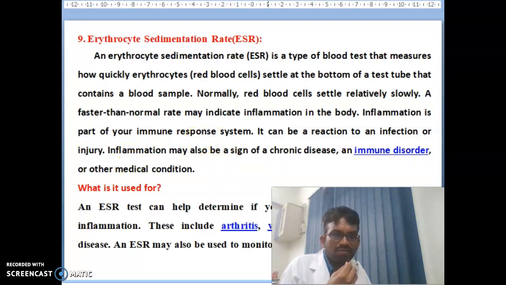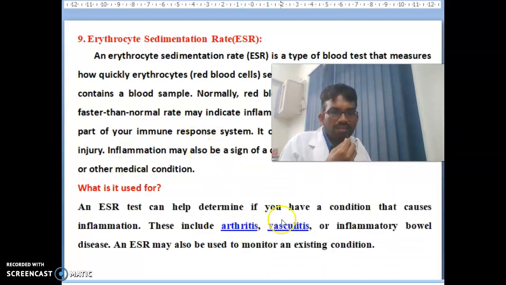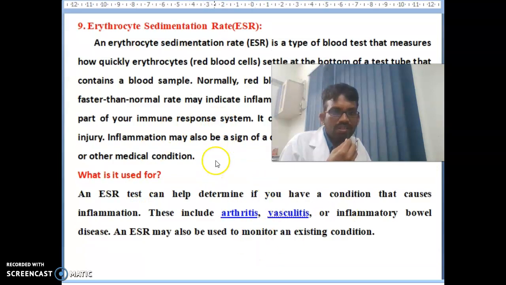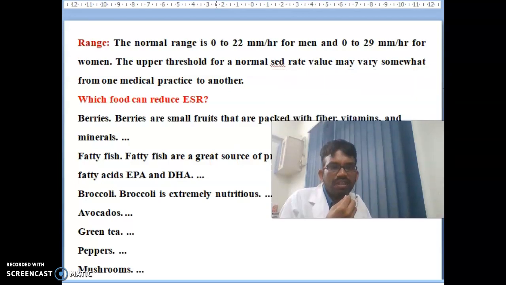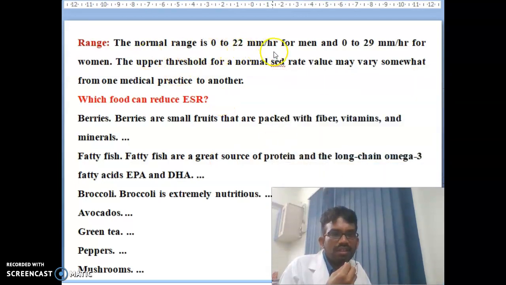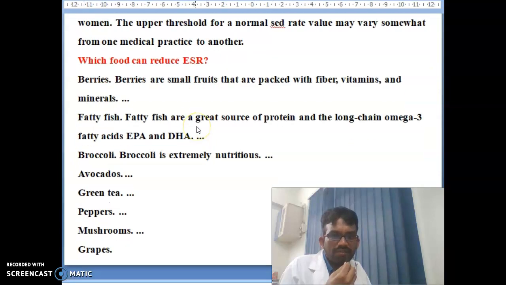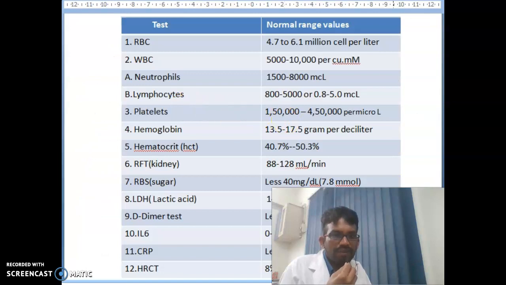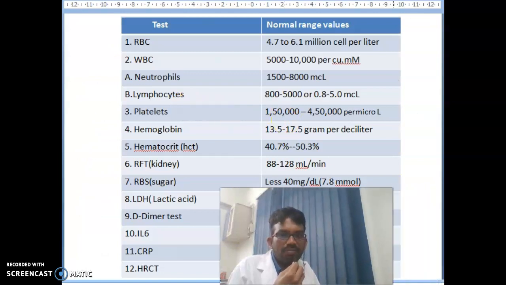This is the test for that, and I can mention the uses of this test here. Then you can see the range of ESR, and the range for preparation, and which foods you can eat to reduce ESR values. And finally, I have mentioned here, this is very important.